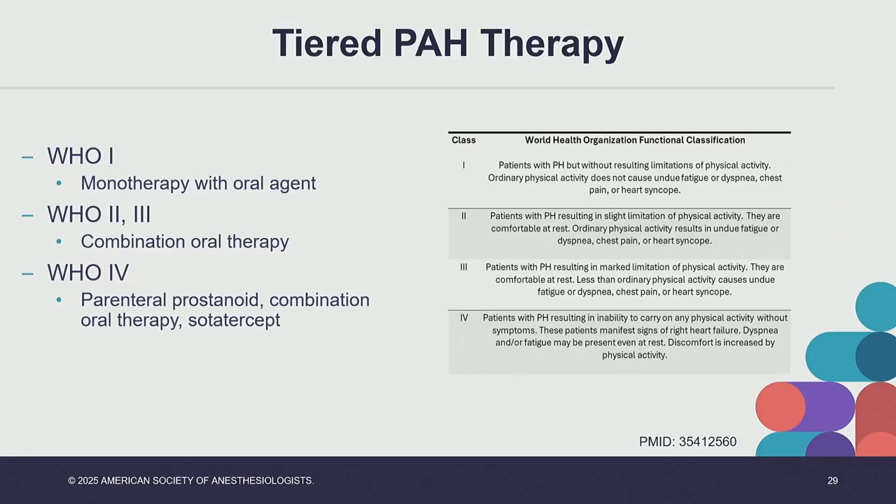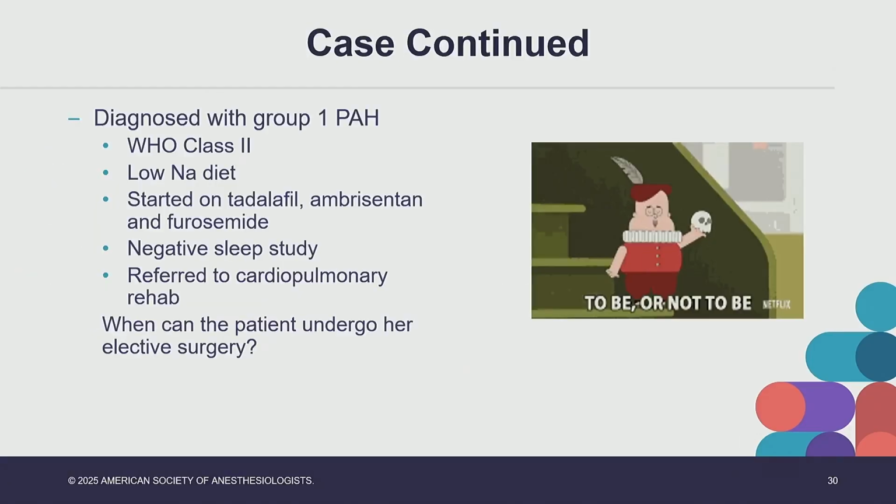So tiered PH therapy, again, like we discussed earlier, is based on the functional classification. So when you have WHO type 4, this patient should be started on combination oral therapy, parenteral prostanoid, and also sotatercept. So going back to our patient, she was diagnosed with group 1 pulmonary arterial hypertension class 2.